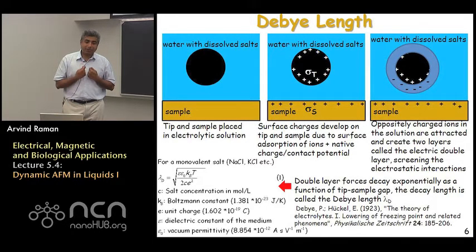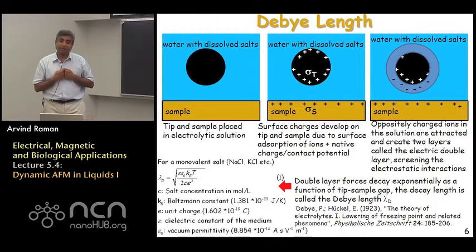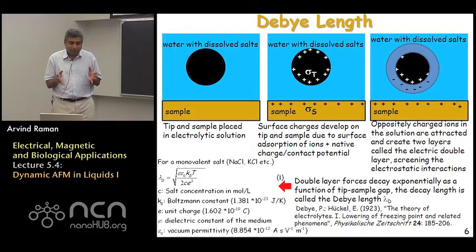Now, one key feature of these forces between the tip and the sample, what I call the electric double layer forces, is the fact that they decay exponentially with separation between the tip and the sample. And the decay length is called the Debye length of the solution. And the Debye length of the solution, at least when you have a monovalent salt dissolved in water, is given by the expression on the bottom left. The Debye length can be anywhere from a few angstroms to all the way to a micron, depending on the concentration of the salt species in the water.